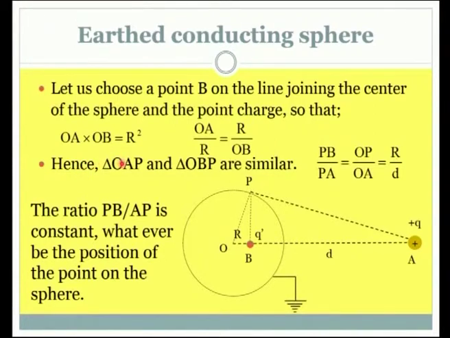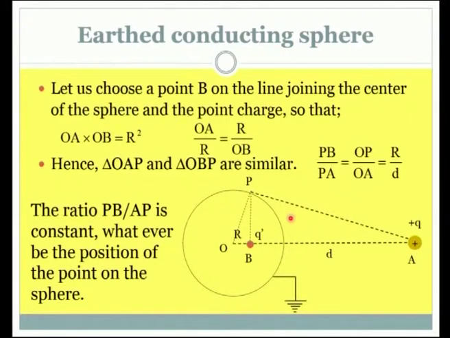Hence, the triangles OAP and OBP are similar. We are able to write all these expressions. These are self explanatory, I do not want to indulge further into this. This is by geometry. The ratio PB divided by AP is constant whatever be the position of the point on the sphere. Where is BP? So, this is BP and AP, this is the distance AP. As far as this arrangement is concerned, for all the points this ratio will be true.